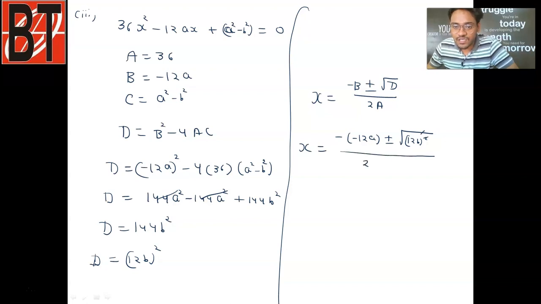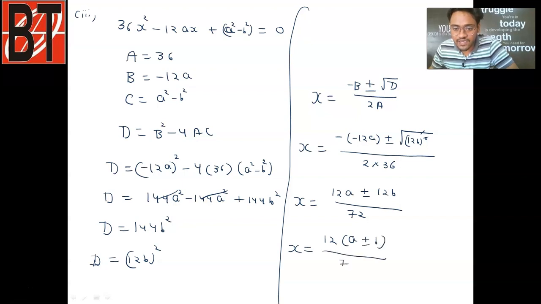And 2 times A, the value of A was 36. So the required answer we are going to get is 12a plus minus 12b upon 2 into 36, which is 72. Now students, you can observe 12 can be taken common from the numerator. So we will have a plus minus b upon 72. 12 and 72 will get cancelled out. So we will have the two values of x. One way we will take the plus sign in between.